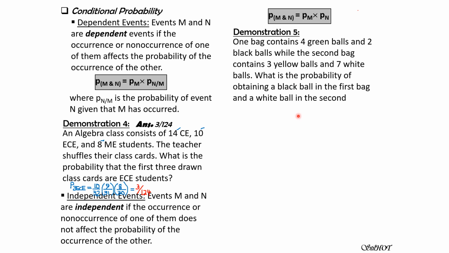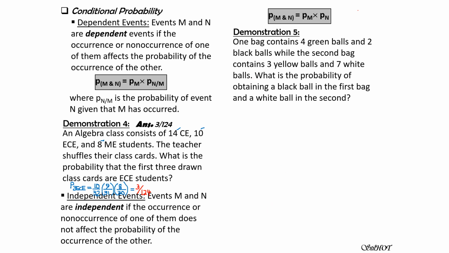So the probability of obtaining a white ball in the second bag remains fixed because the second bag has 10 balls all in all. So the probability of obtaining a white ball from the second bag would be 7 over 10, and it will not be affected even if the first event occurs, that is to pick a black ball from the first bag. Probability of obtaining a black ball from the first bag, there are 2 black balls out of 6, 4 plus 2. Then times the probability of picking a white ball from the second bag, which is 7 over 10. So that's the solution.